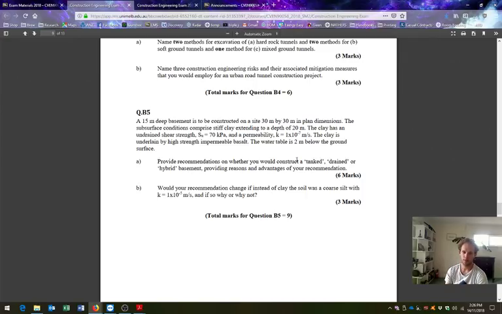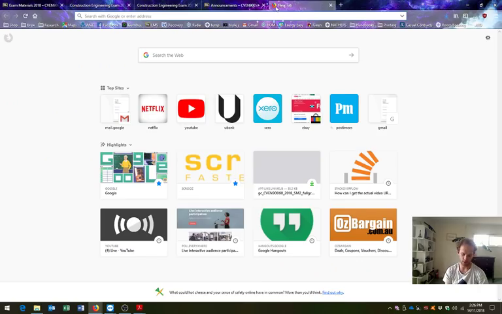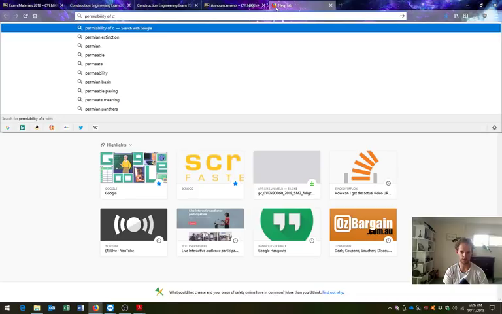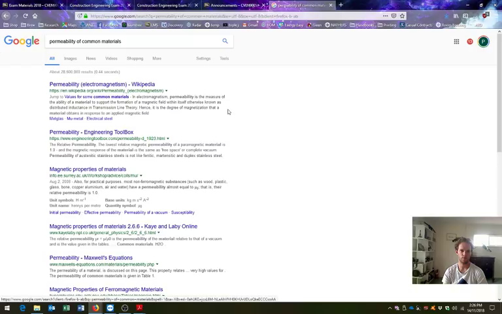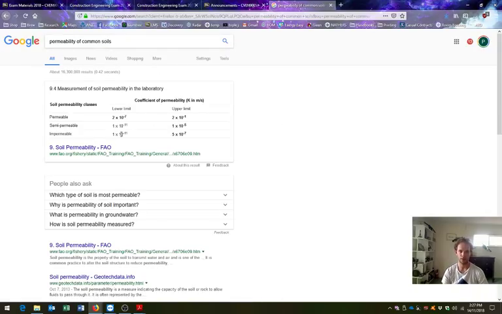Okay, yeah, it's probably a pretty good question. So 10 to the -7 is probably, that's quite a high permeability for a clay, actually. -7 is probably a moderate permeability. -5's moderate to higher permeability, I would say. So probably you can do a bit of a search here. So permeability of common materials, common soils, I should say. Okay, so here we go.